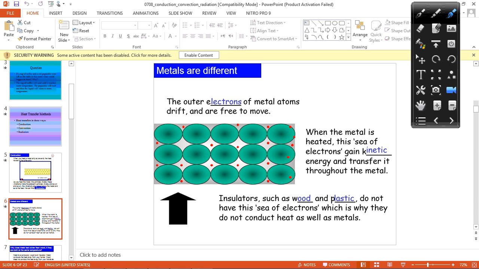But in some rare cases, we don't say they don't have electrons in them. They have both electrons and protons in them, but these electrons are not permitted to move from one location to another in them. And that's the reason we call them insulators.